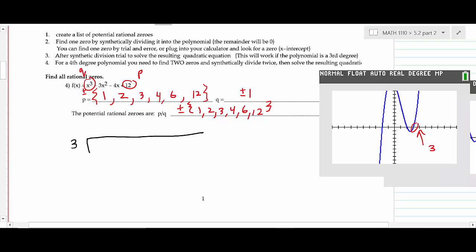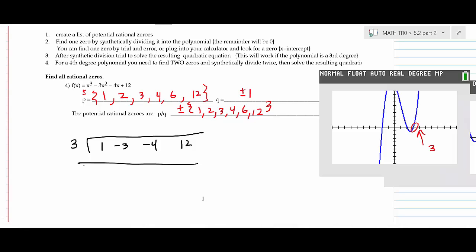So we're going to take the 3 and synthetically divide it into this polynomial. So we have 1, minus 3, minus 4, and 12, like this. Okay? Now I want to ask you a question before I even do this. What do you think the remainder is going to be? 0, okay? Right, it's a 0. That's what it means. It made that polynomial be 0.